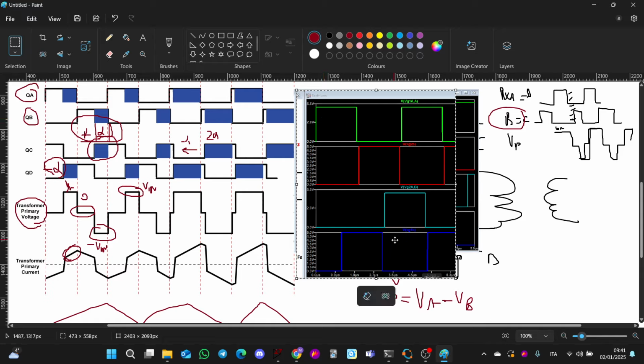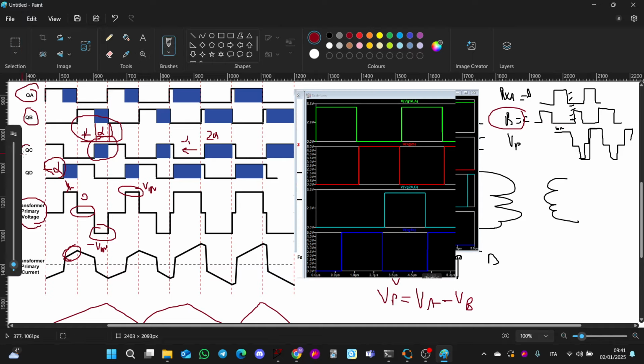And QC, as you can see, QC and QD never overlap themselves. So when this is on, this is off, and now it is respected even in my simulation. So if this is on, this is off. And you have the phase shift in the red and this one. So I think that we are good to go. The waveforms are now correct.